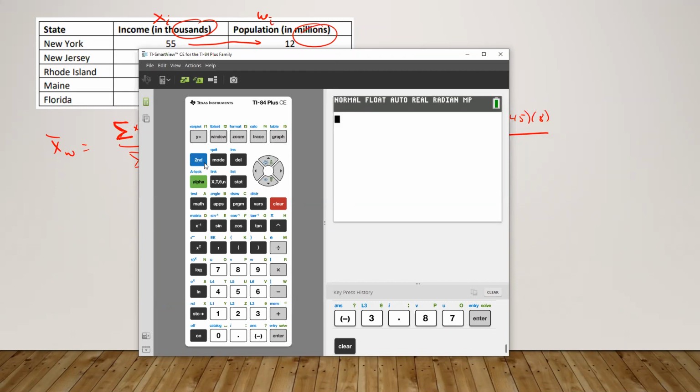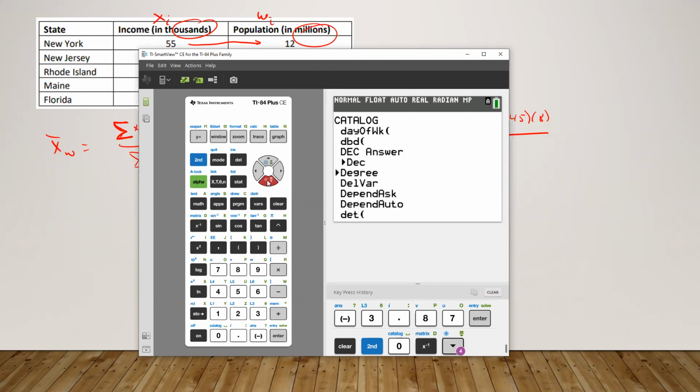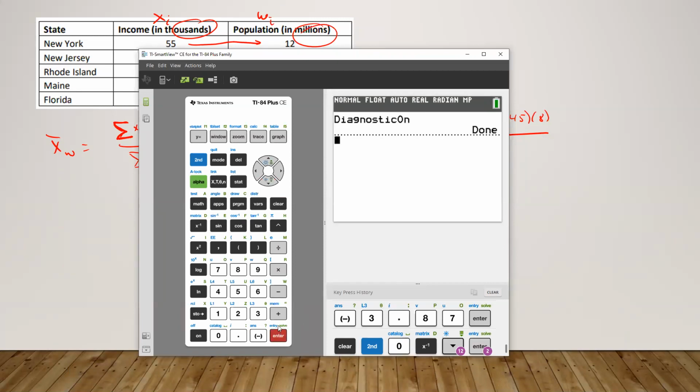Yes. Okay, so hit your second function. Then do you see this option down here that says catalog? Yes. Click that and you should see this. Okay, do you see where my mouse is over this X with the negative one here? Yes. Click on that. Now you're going to scroll down till you see something called diagnostic on. Just hit enter. And then just hit enter again. Awesome. Thank you. I was always getting A and B, but never R. Now you'll get R, yeah.